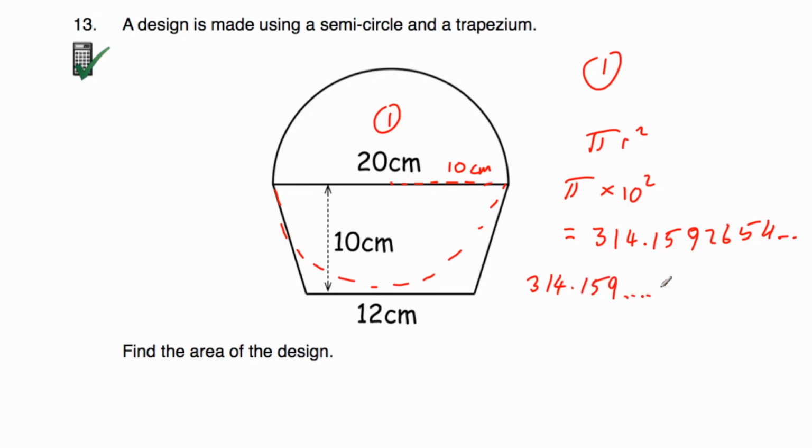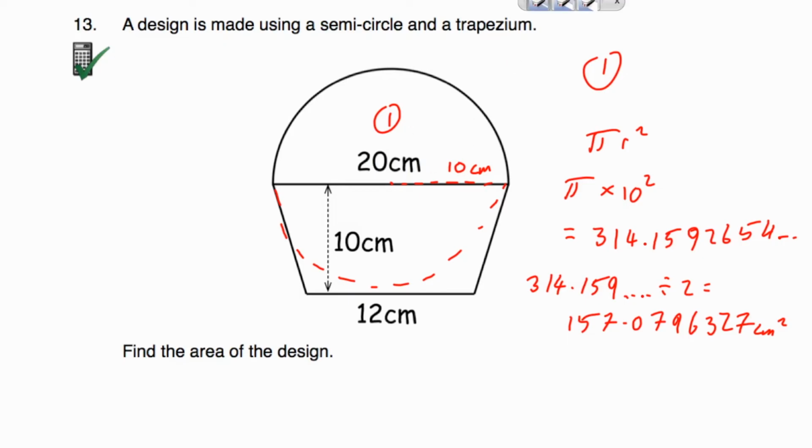So we're going to do 314.159 and so on divided by 2. I've left that answer on my calculator display, and then I'm just going to press divide by 2 equals, and that is equal to 157.0796327 centimeters squared. So that is the area of the semicircle. Now we need to find the area of the trapezium, and then we can add them together.